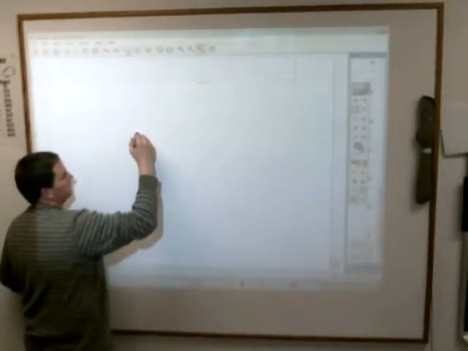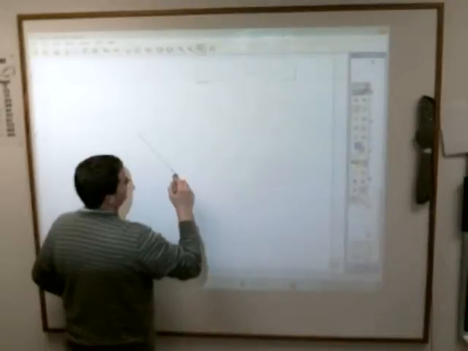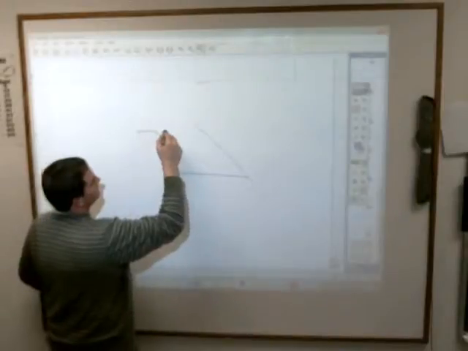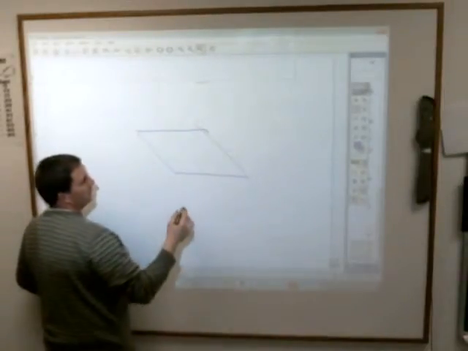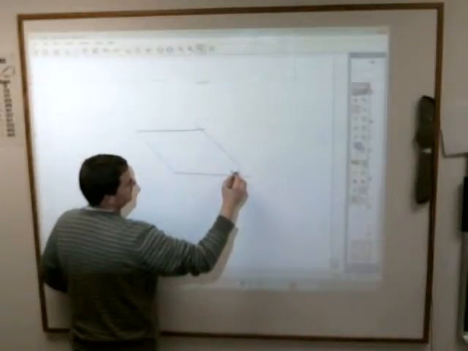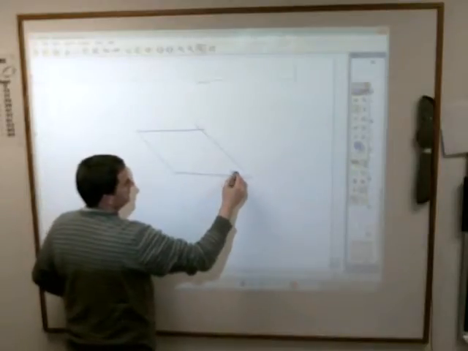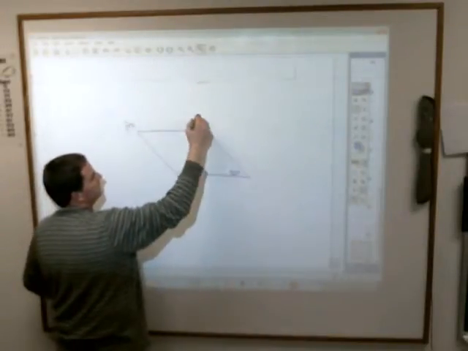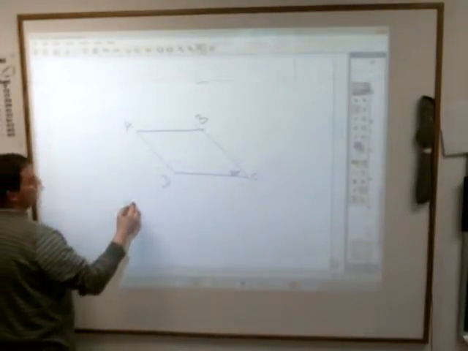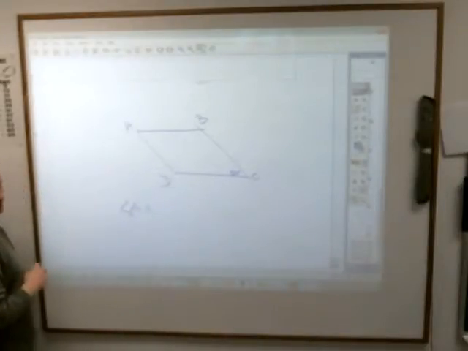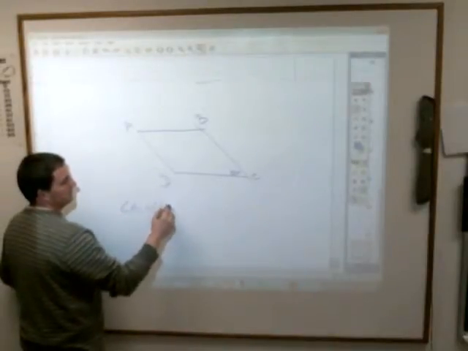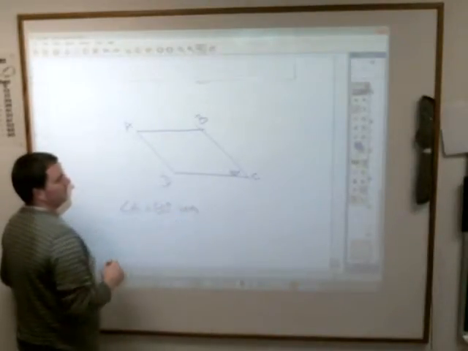Okay, so, like I said, if you have a parallelogram, kind of hard to draw them freehand, and you know that this is, I don't know, 50 degrees, you can figure out every other angle. Angle A, angle B, angle C, angle D. Angle A would have to be how many degrees and why? Michael? 50. Why? Because it's the opposite angle thing.